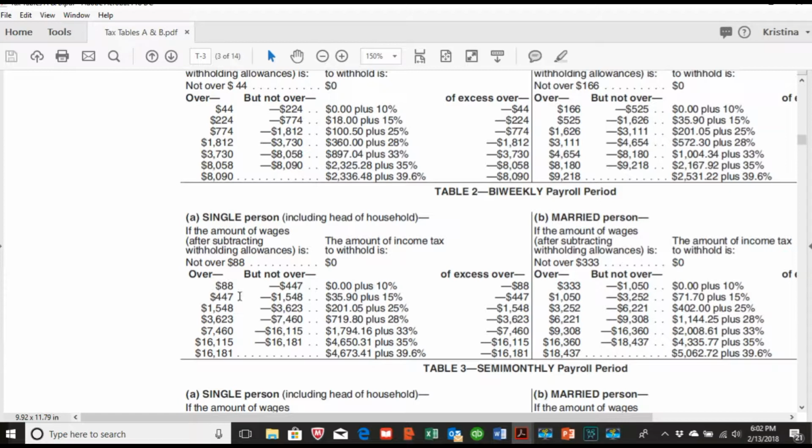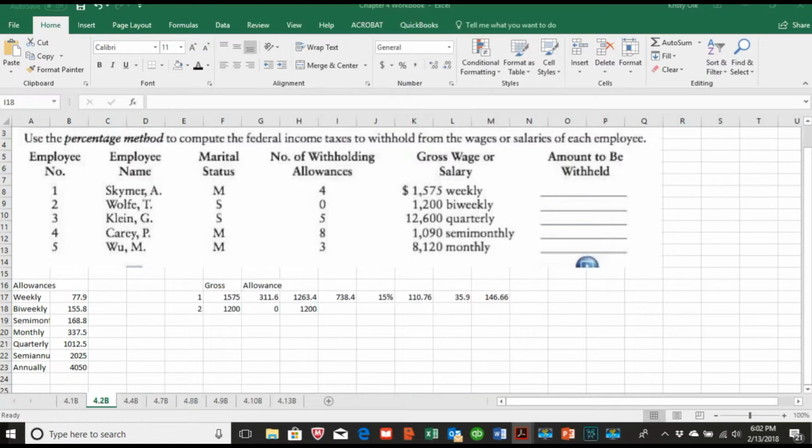Well, that's going to fall in here. So it's $35.90 plus 15% of anything over $447. So what do we have that's over $447? We have $753. 15% of that is going to be $112.95. Plus we have that $35.90 base that the clerk told us. So his withholdings are going to be $148.85. My apologies.